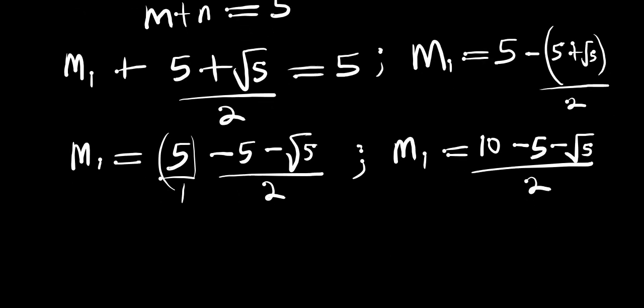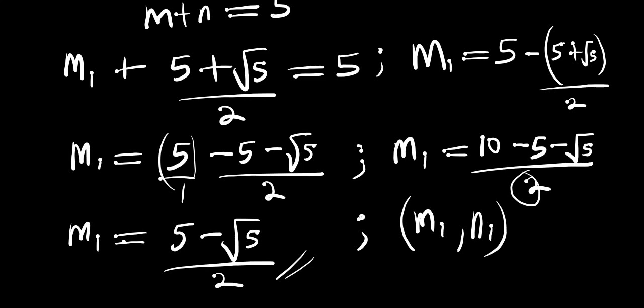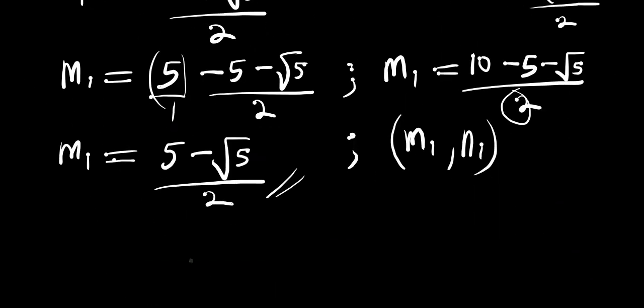Now they are having equal denominator. Look at what we have here and look at what we had here. So we have m1 equals 10 minus 5 is 5 minus root of 5 divided by 2. So this is the value for m1. So now let's write it as m1 comma n1. So the answer will be, we go back to what we had for m1. n1 is 5 plus root of 5, which is this, and m1 is 5 minus root of 5, which is this.